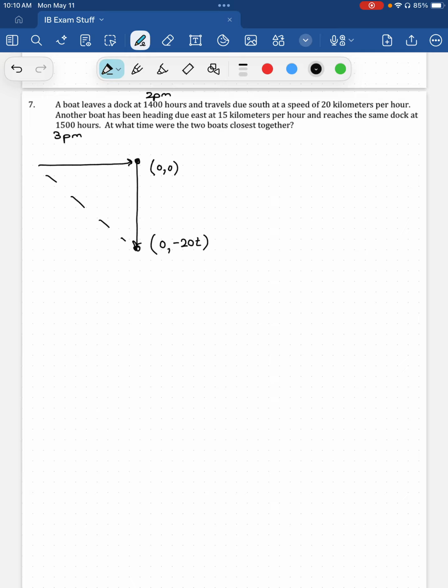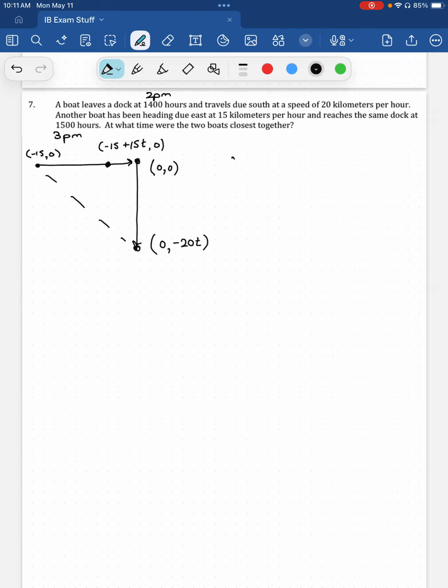The second point works the same way, but it starts out here at a point of -15, 0. And the reason I know it's at -15 is it takes it 1 hour from 2 p.m. to 3 p.m. to reach the dock. So wherever it's located, somewhere in here, is going to be located at -15 plus 15t, so the x coordinate increases by 15 per hour, and the y coordinate is still 0. So I have two coordinates now. I can find the distance between them.